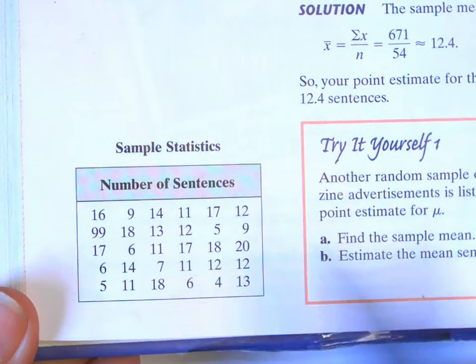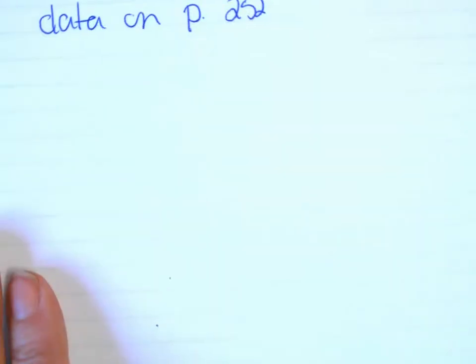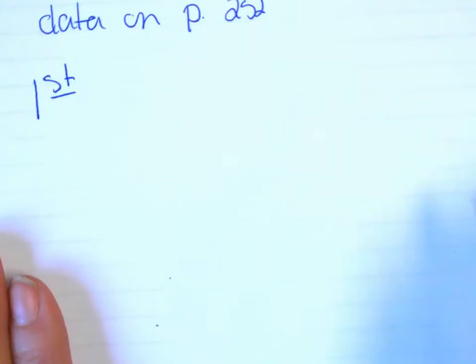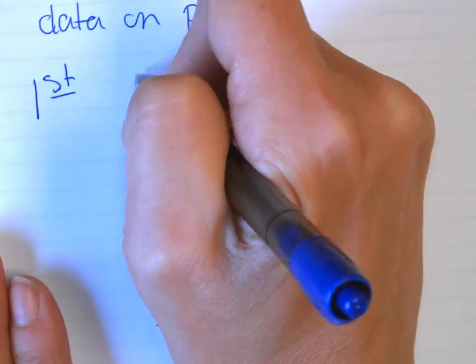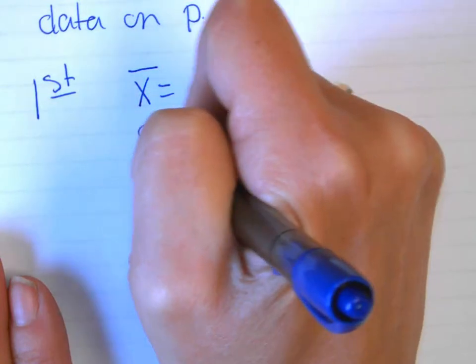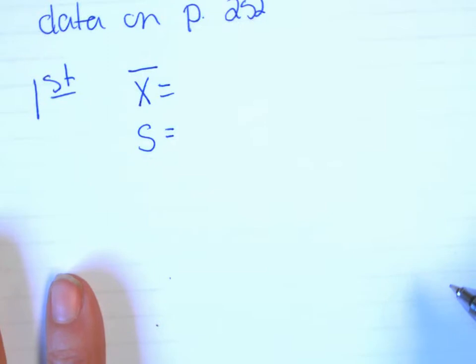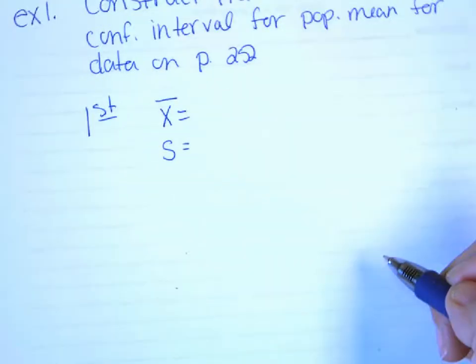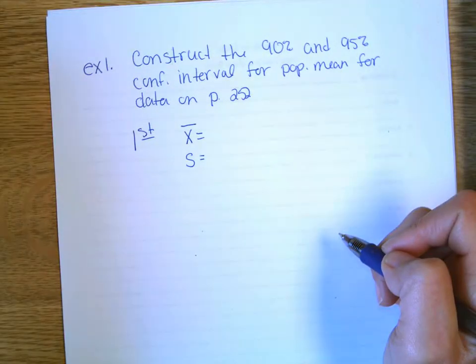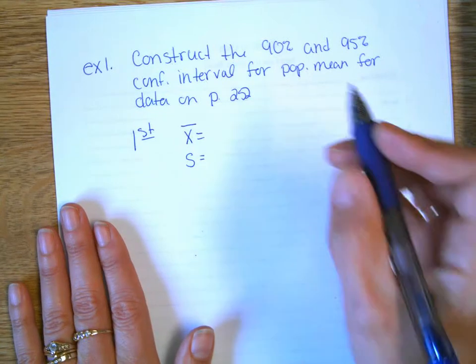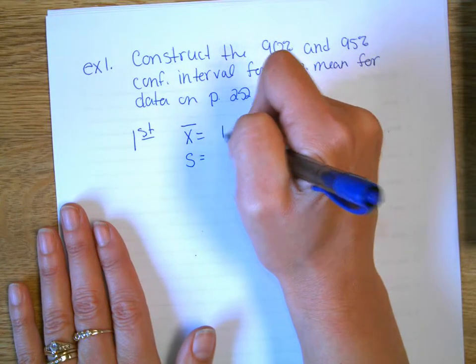Okay, did you guys run 1 var stats? All right, so what 2 things do we want off of that screen? Sample mean and sample standard deviation. Yes, the sample mean, what's the average number of sentences? Okay, what'd you get? 12.42. So is she correct at 12.42?